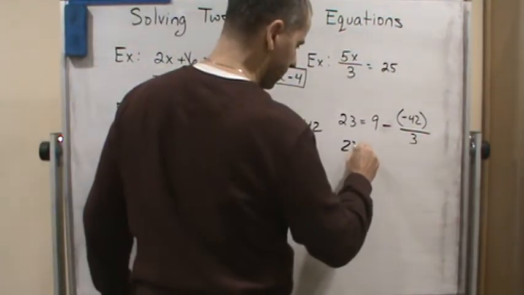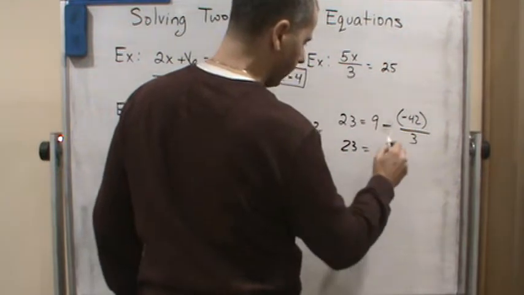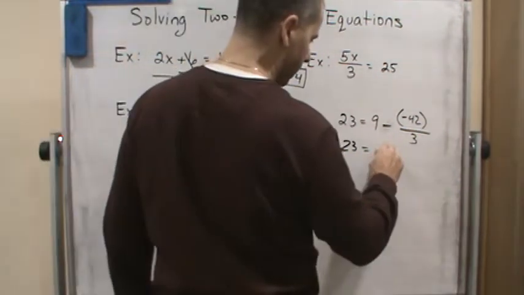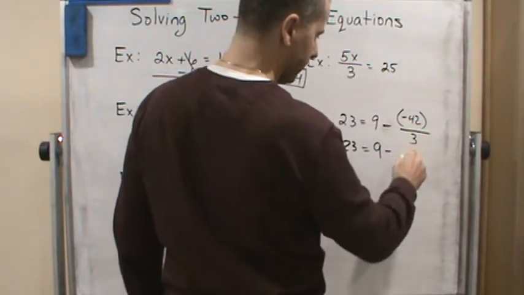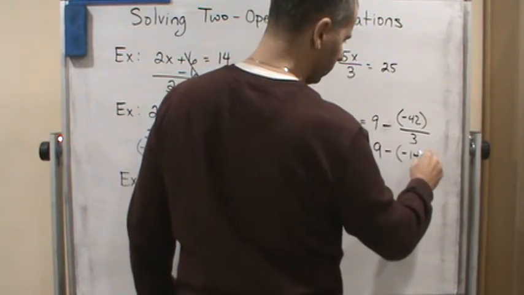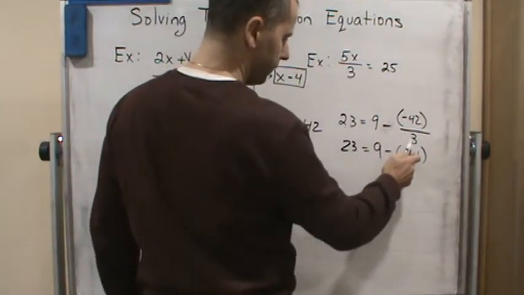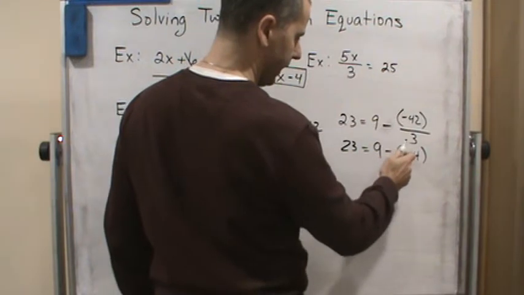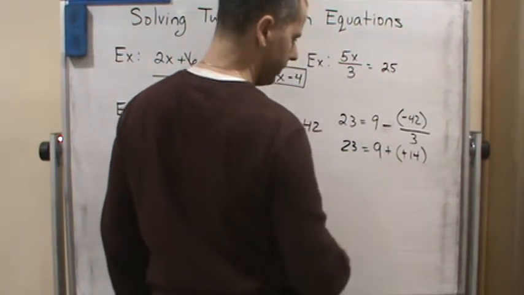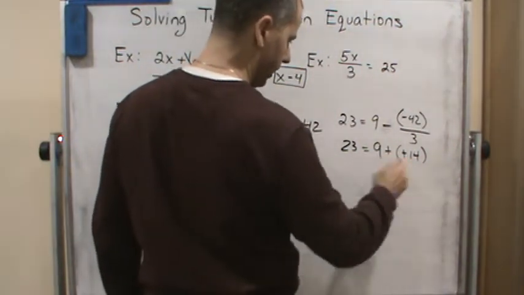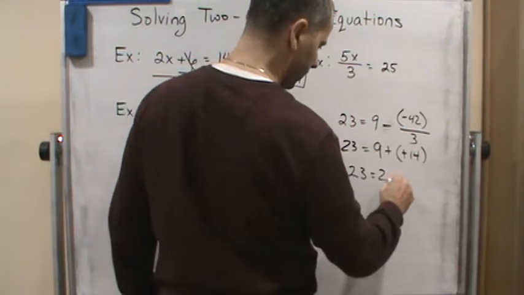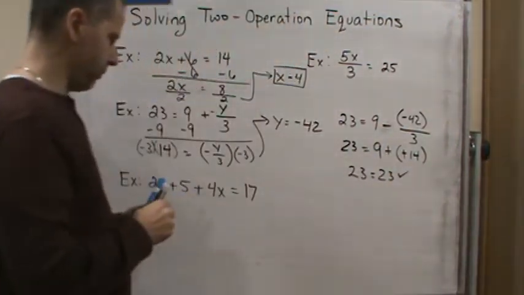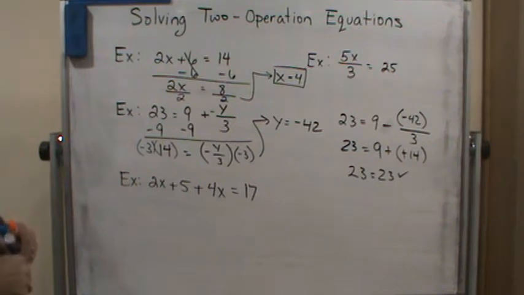And so now here's what I would do. I would basically just do 23, and it would be equal to 9 minus, this is going to give me a negative 14. So a negative and a negative, so again, plus, plus. Okay, so that's going to give me 23 equals 23. Check. Okay, now what about this one here?